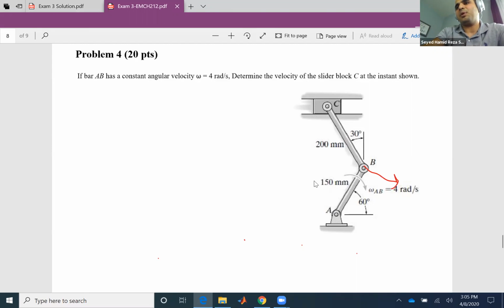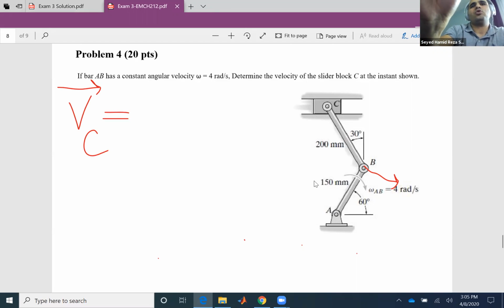The velocity at B is perpendicular to our link AB, and we have omega AB. So we have everything about B. We want to find velocity at C. There are two approaches for velocity. One is just relative velocity. The other one is ICE, or instantaneous center of zero velocity.